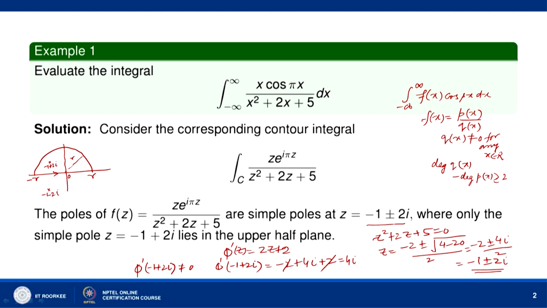Actually, it has simple poles at both of these points, minus 1 plus minus 2 I, but out of these two poles, the pole at minus 1 plus 2 I lies in the upper half plane, and our contour C, which consists of this semicircle gamma and the line segment from minus r to r, contains the simple pole at z equal to minus 1 plus 2I when you take R to be sufficiently large. So, we shall be only considering the residue at the simple pole which lies in the upper half plane.